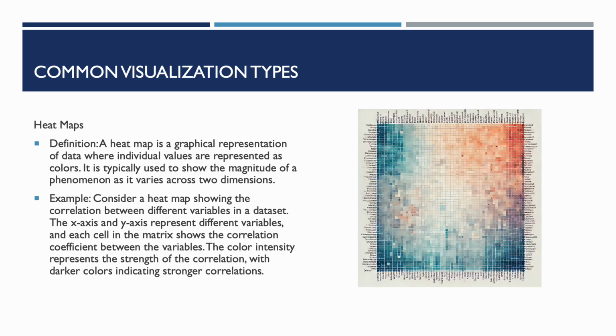Heat maps. A heat map is a graphical representation of data where individual values are represented as colors. It is typically used to show the magnitude of a phenomenon as it varies across two dimensions. So if we consider this heat map, which shows the correlation between different variables in a data set, the x-axis and y-axis represent different variables, and each cell in the matrix shows the correlation coefficient between the variables.